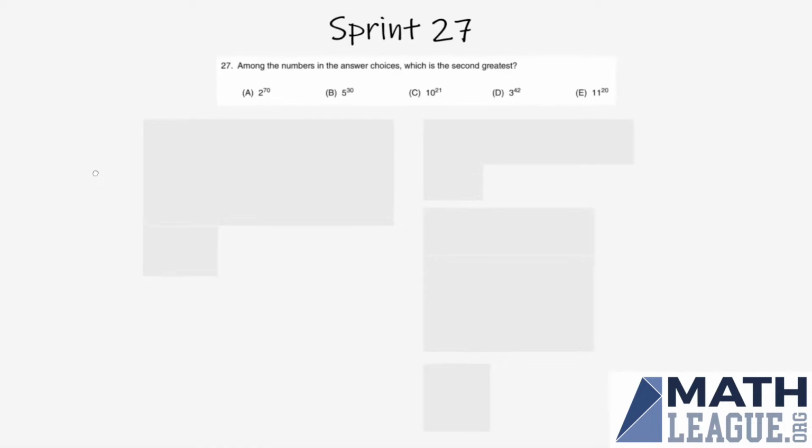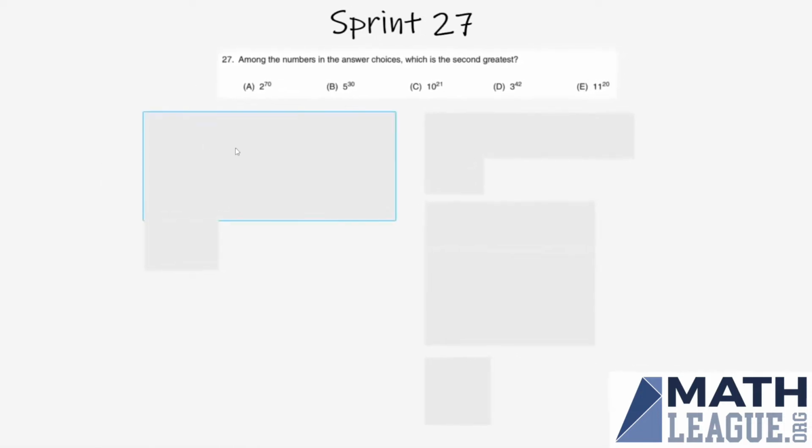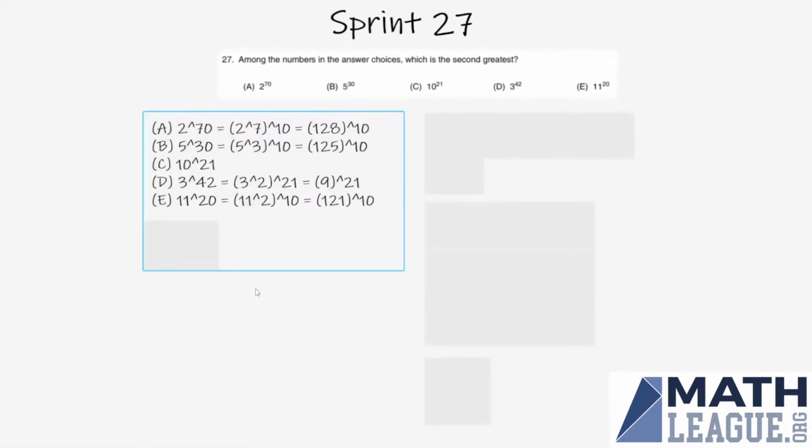Hello, this is Taiki, and I'm going to present sprint number 27. Among the numbers in the answer choices, which is the second greatest? So we notice that these all have different exponents and different bases, so it could be pretty hard to compare, but we note some trends in the exponents, which allow us to convert them into as such.